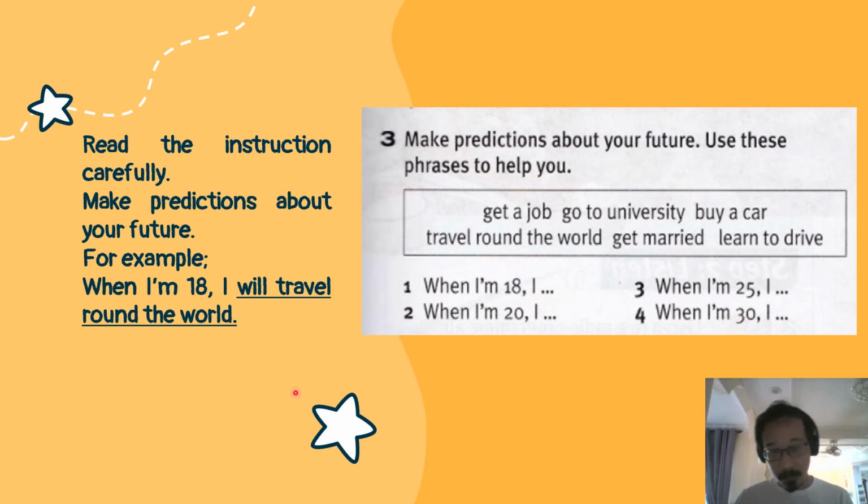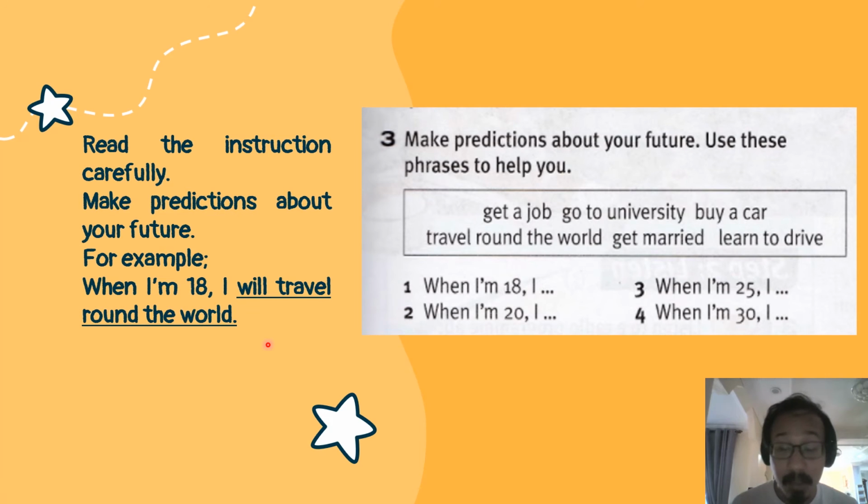Right, so for exercise 3, now let's look at the instruction. The instruction is make predictions about your future. Use these phrases to help you. So the phrases are get a job, go to university, buy a car, travel around the world, get married, and learn to drive. So you are making a prediction of what you are going to do in the future. For example, when I'm 18, I will travel around the world. So this is what I'm going to do when I'm 18.